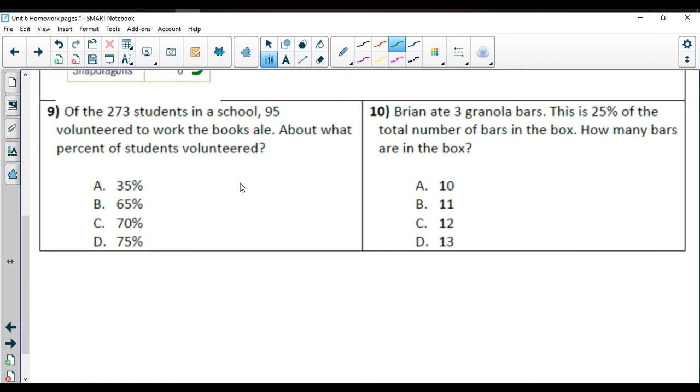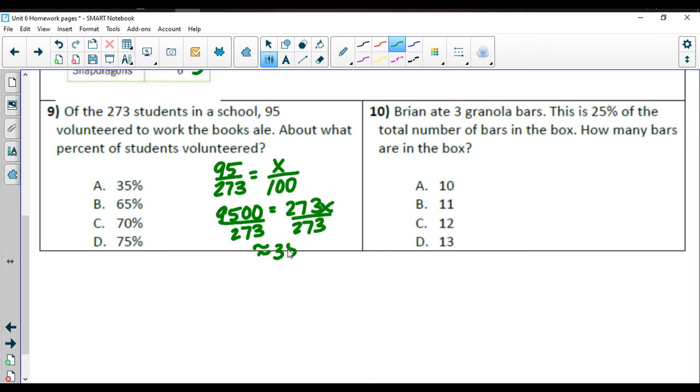In number 9, of the 273 students in a school, 95 volunteered to work the book sale. About what percent of students volunteered? So we have 95 out of 273 equals x percent out of 100. So we get 9,500 equals 273x. Divide by 273 on both sides, and we get about 35. So that's going to be A.